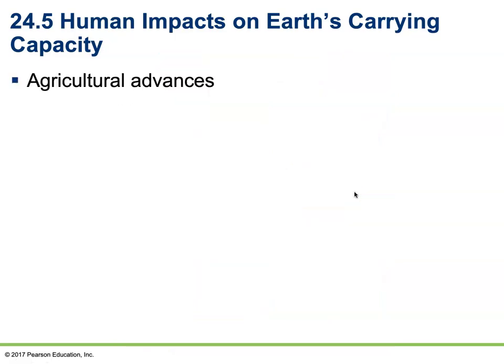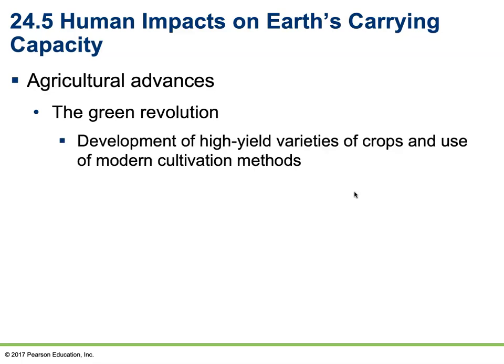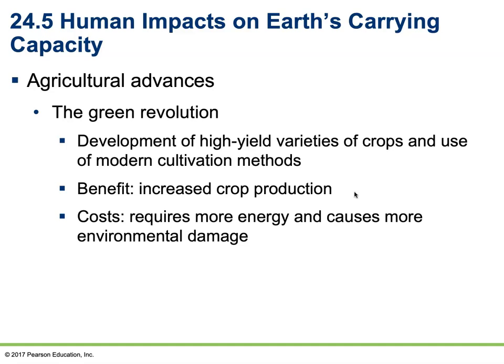So there are certain things that play into our impact on carrying capacity. One thing is the agricultural advances, the Green Revolution. This was the development of high-yield crops and the use of modern cultivation methods. Great benefit of this. This is fantastic. We had a huge increase in crop production. So this is how we can increase the Earth's carrying capacity. We can make a given area more productive and produce more food. The downside is that it requires significantly more energy and causes more environmental damage.